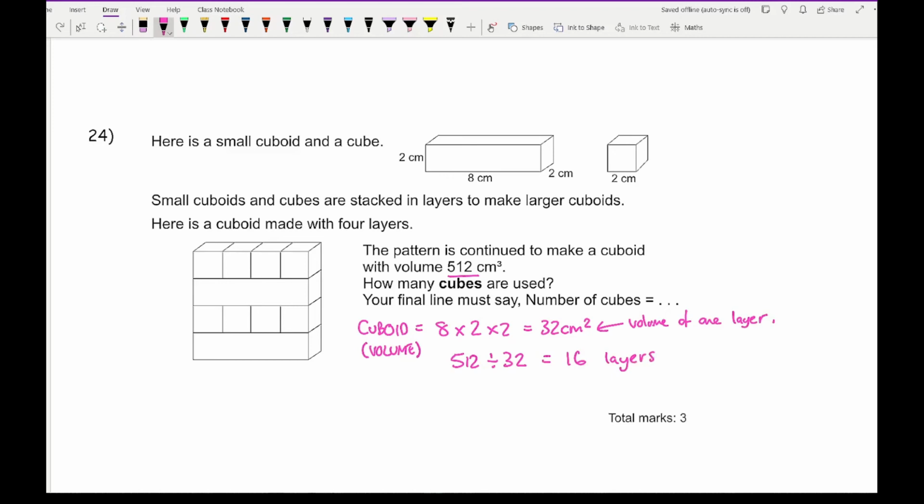So that means that if there's 16 layers, then 8 of them are going to be 8 layers of 4 cubes. And so from this, the number of cubes is therefore going to be 8 times 4, which is 32.